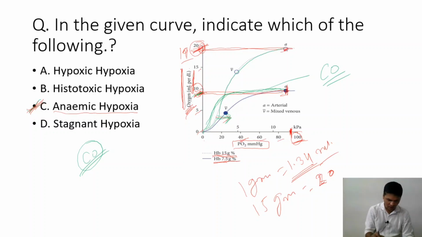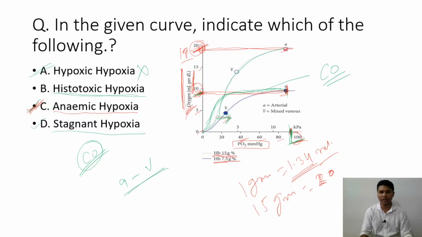Let's talk about the other hypoxias. In hypoxic hypoxia, the partial pressure of oxygen will reduce. So the partial pressure of oxygen here is showing around 100 or 95. So this is not the answer. Then histotoxic hypoxia: if you want to check it, you have to check the arteriovenous difference of oxygen. And in the same way, for stagnant hypoxia, you have to check the arteriovenous difference.